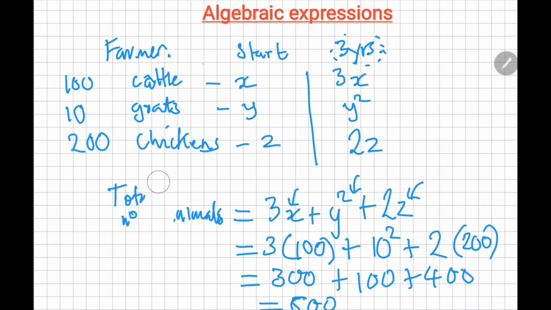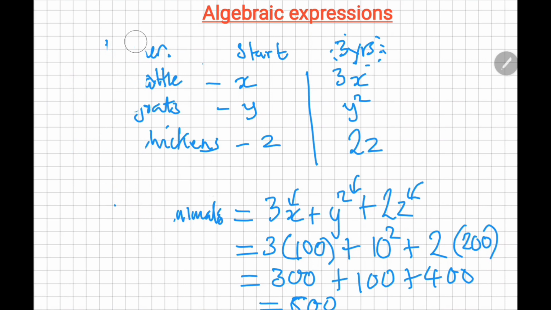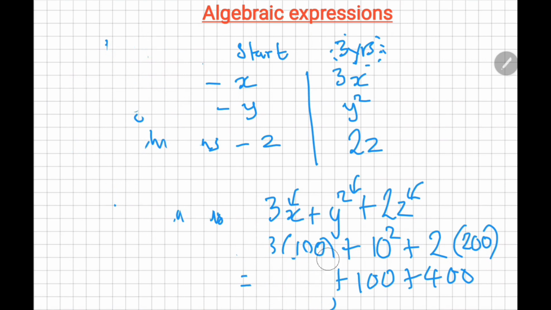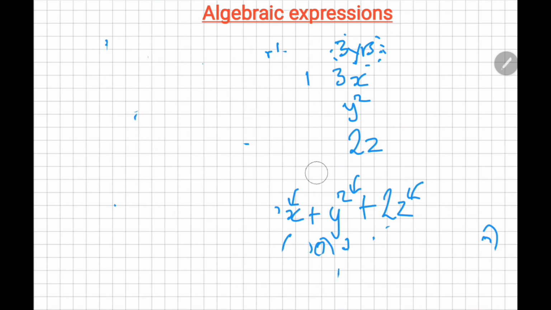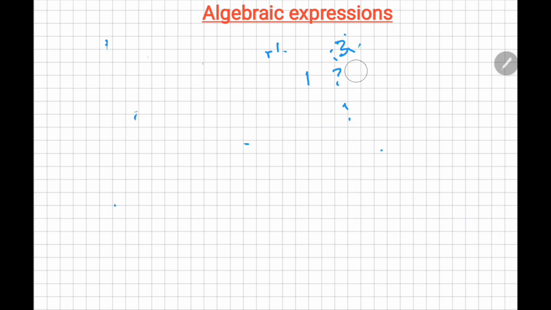Okay, so there are different types of algebraic expressions that we want to talk about. The first type is when you've got one term only. What would you call that algebraic expression where you've got only one term? For example, if I had x only, we'd call that a monomial. Mono means one, so it's one term, so it's called a monomial.